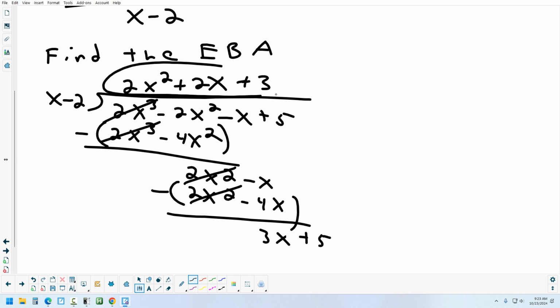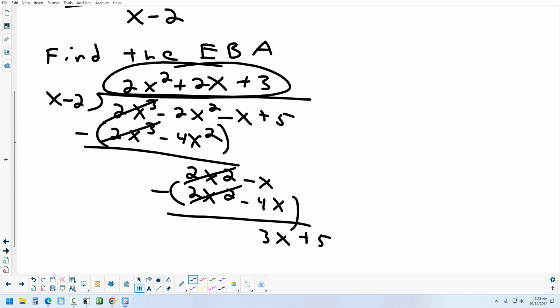That's your EBA. There's nothing else you would have there because you did the squared, the linear, the constant. There's nothing after the constant. You're done. Okay. So is there any reason why I don't need to distribute? Does everyone understand why I'm not going to distribute the 3 back out? Yep. I don't need the remainder.